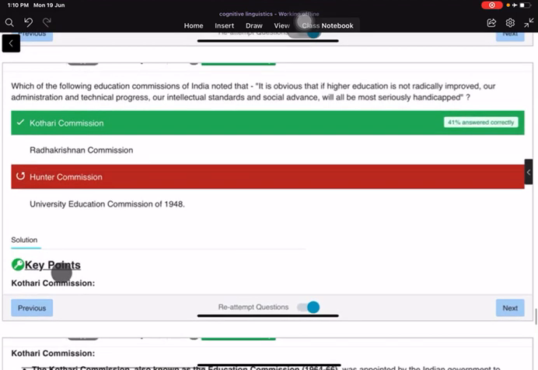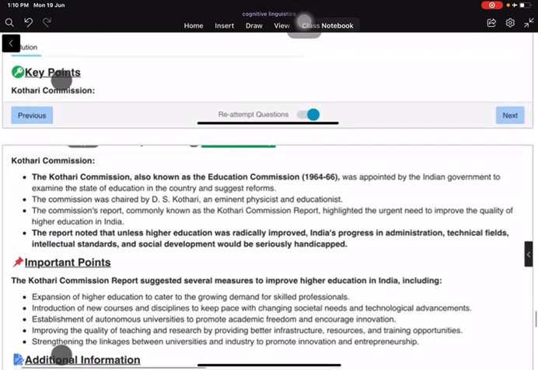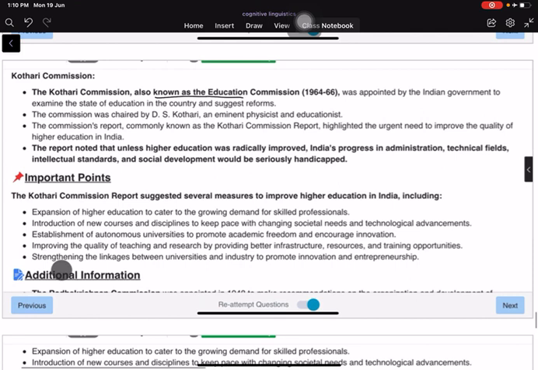Now, which of the following education commissions in India noted that it is obvious that if higher education is not radically improved, our administration and technical progress and our intellectual standards and social advance will all be most seriously handicapped? It was the Kothari Commission. The Kothari Commission, also known as the Education Commission 1964 to 66, was appointed by the Indian government to examine the state of education in the country and suggest reforms.